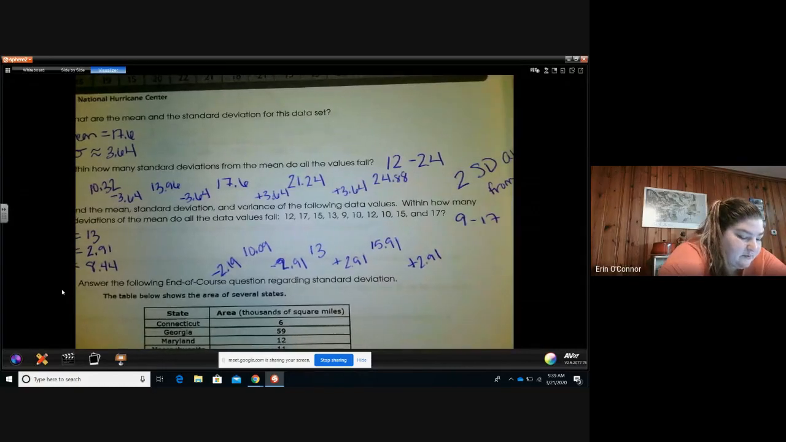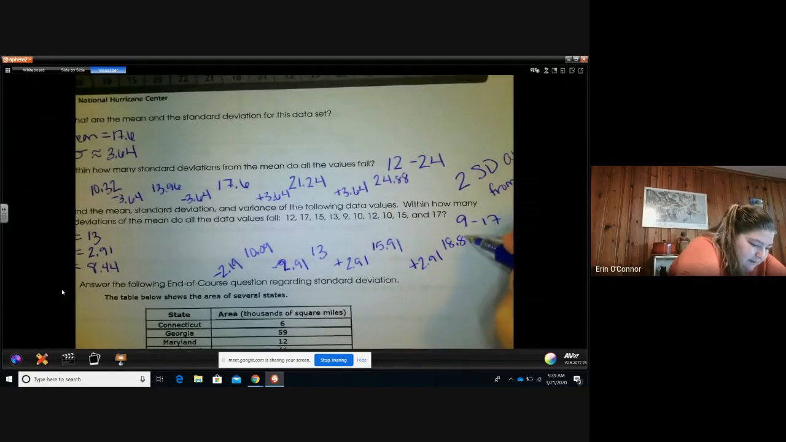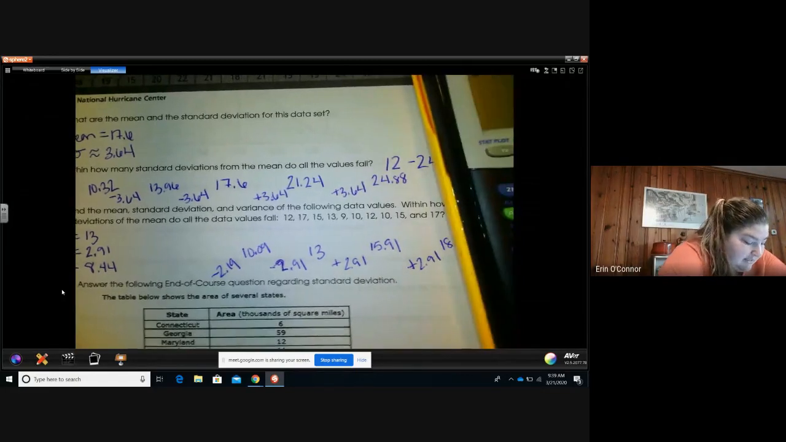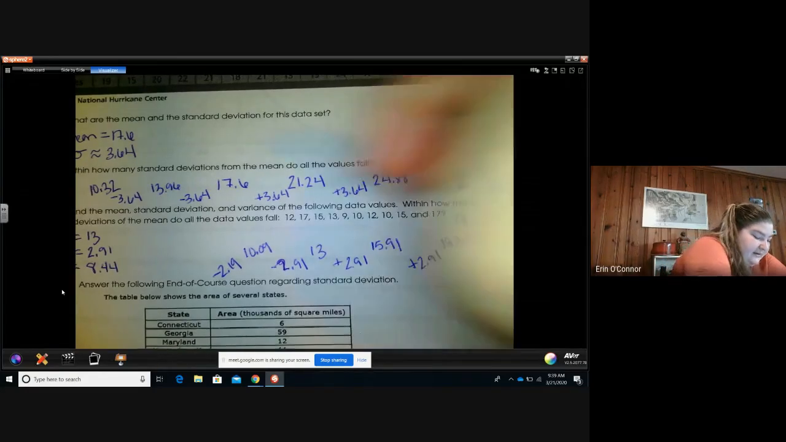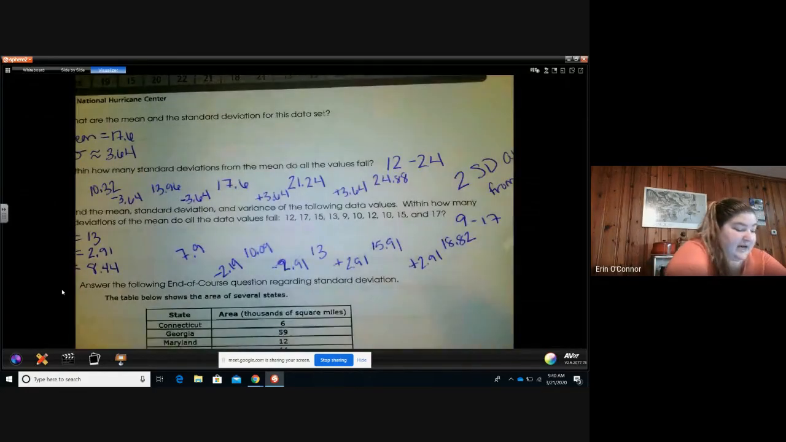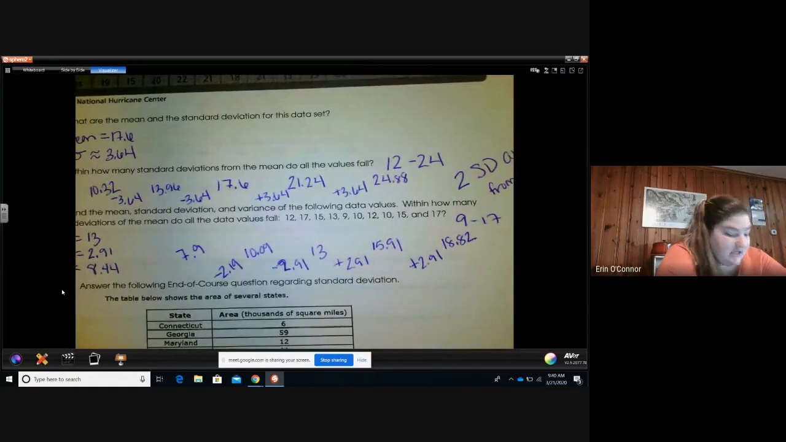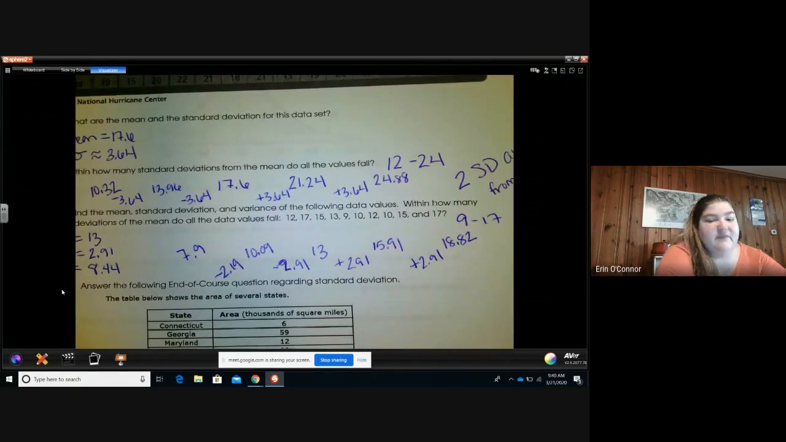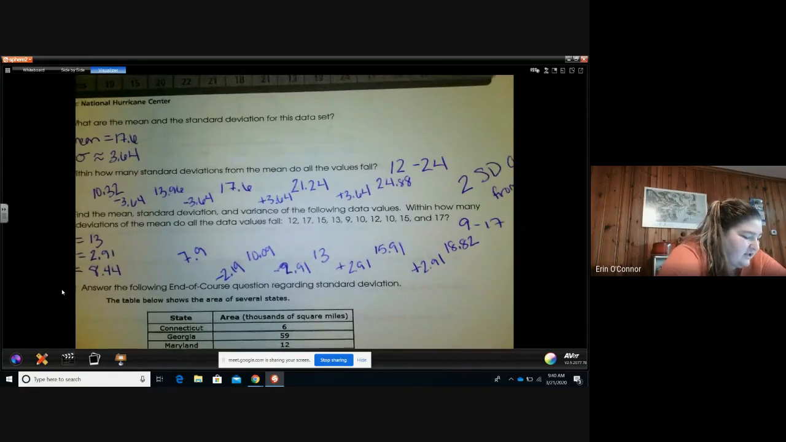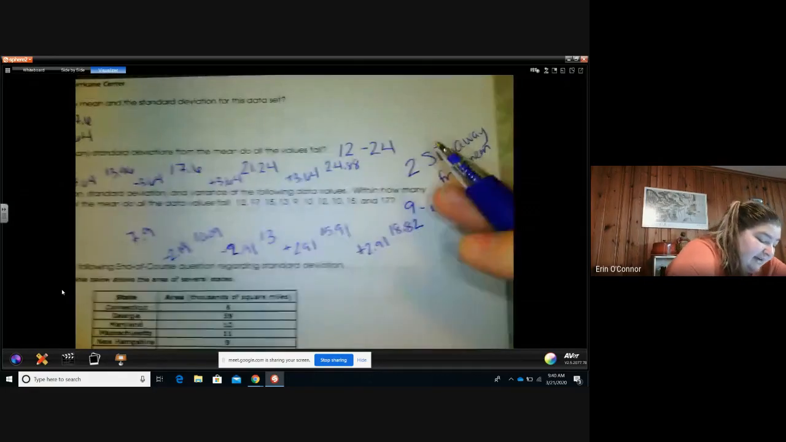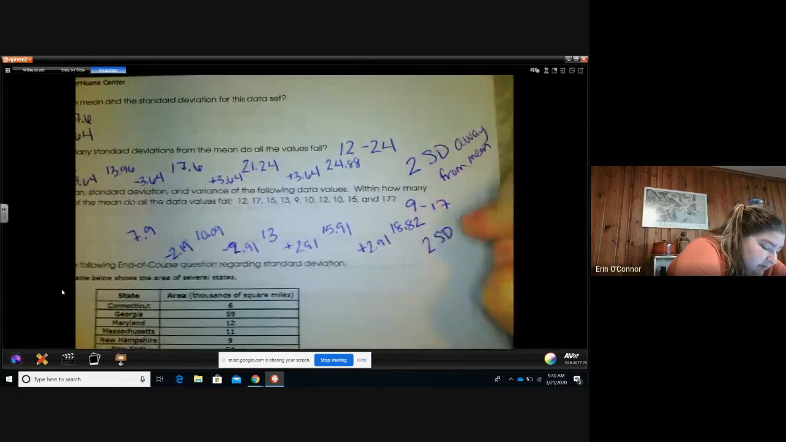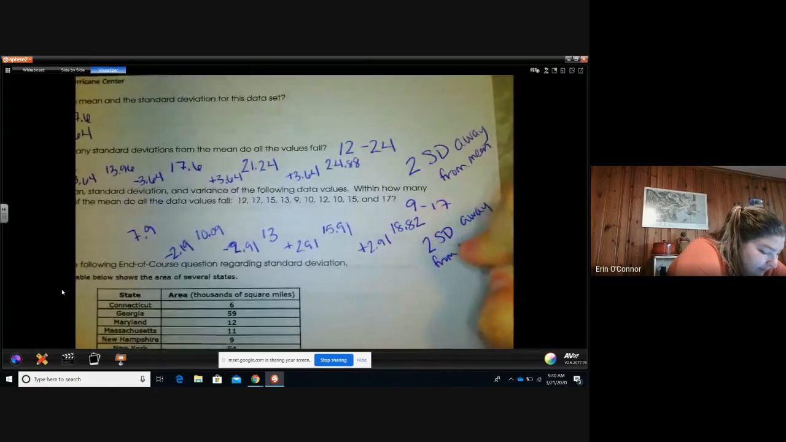And when you do 15.91 plus 2.91, you get 18.82. And when I take 10.09 and subtract 2.91, I get 7.9. So now, between 7.9 and 18.82, do all our numbers from 9 to 17 fall in there? Yes. So how many standard deviations away are we? Well, we're 2 standard deviations away up and 2 standard deviations away down. So in total, we are 2 standard deviations away from the mean.